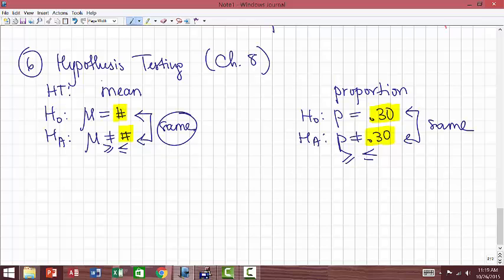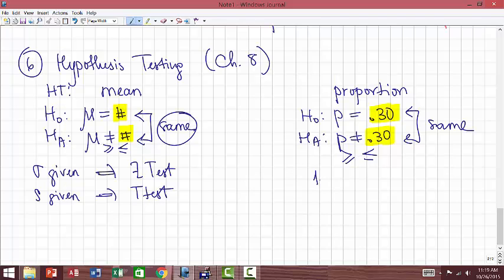Then let's see, if you're dealing with the mean, sigma given, z-test. S is given, t-test. Over here, it doesn't matter, you just use one proportion z-test, right? So depending on your standard deviation for the mean problem, if it's population standard deviation, we do z-test. If you're given sample standard deviation, we're using t-test.